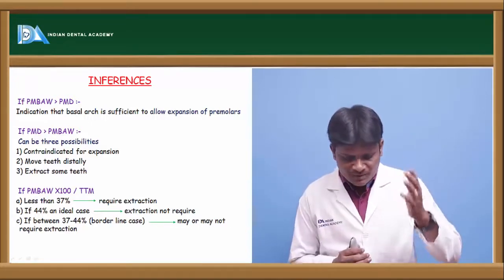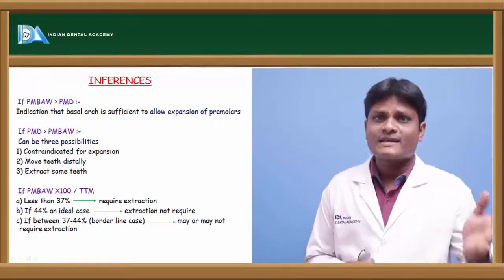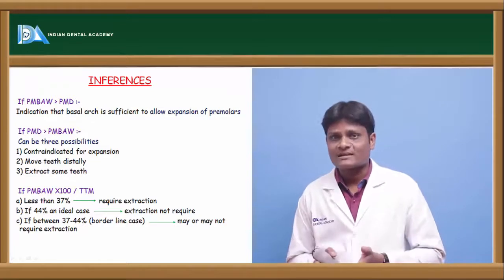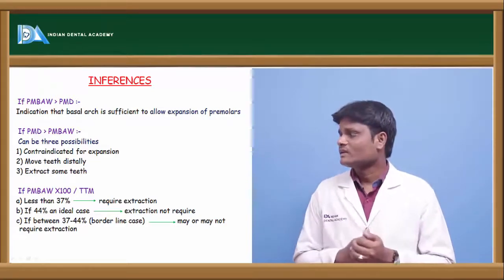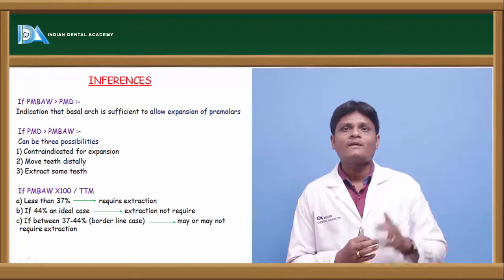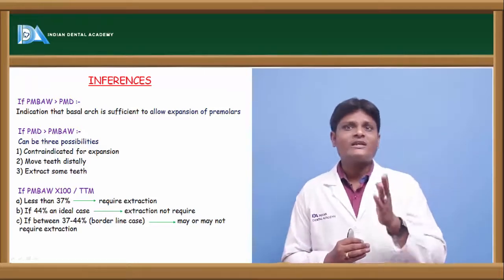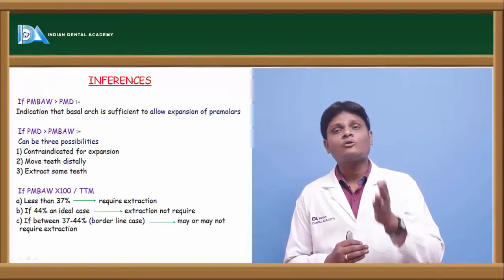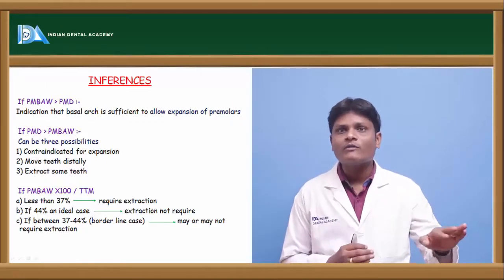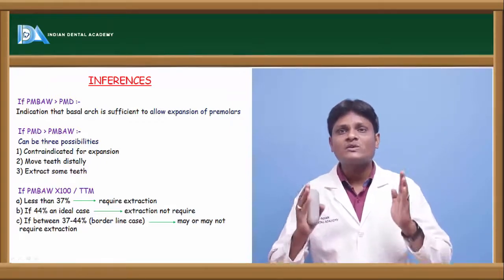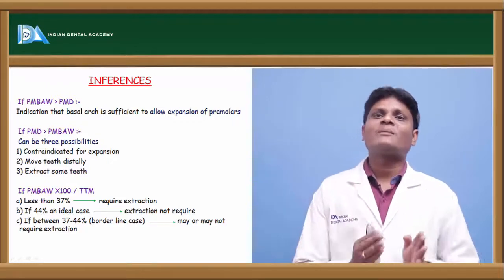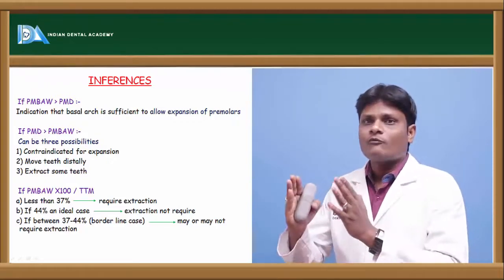Okay. So if premolar basal arch width is less than 37%, we can't go for expansion, and we need to go for extraction of the teeth for treatment. If premolar basal arch width is 44%, then this is a strict indication for expansion. That means we can go for expansion and there is no need for extraction.